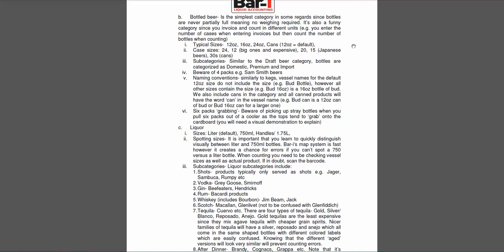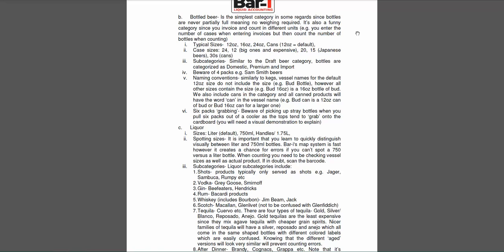So moving on to our next category is bottled beer. Bottled beer is really simple because there's no weighing required. A bottled beer either has the lid still on it, in which case we count it, or if it's the lid off, someone's hopefully drinking it, or if not, you might as well not bother counting it because it's going to be wasted.